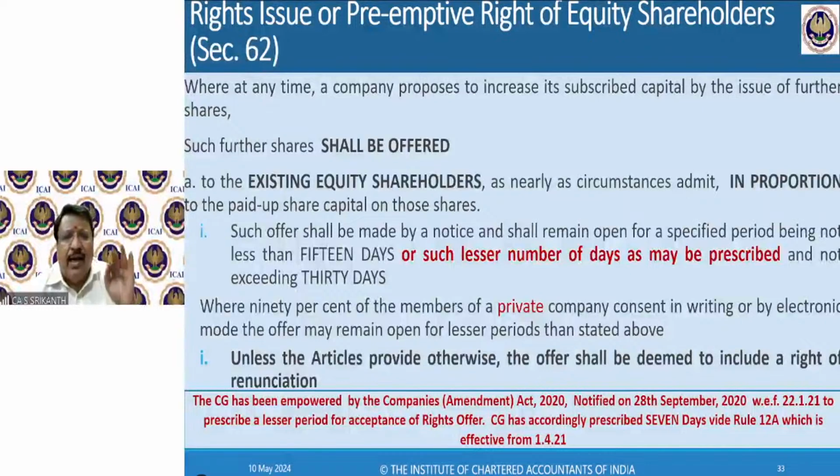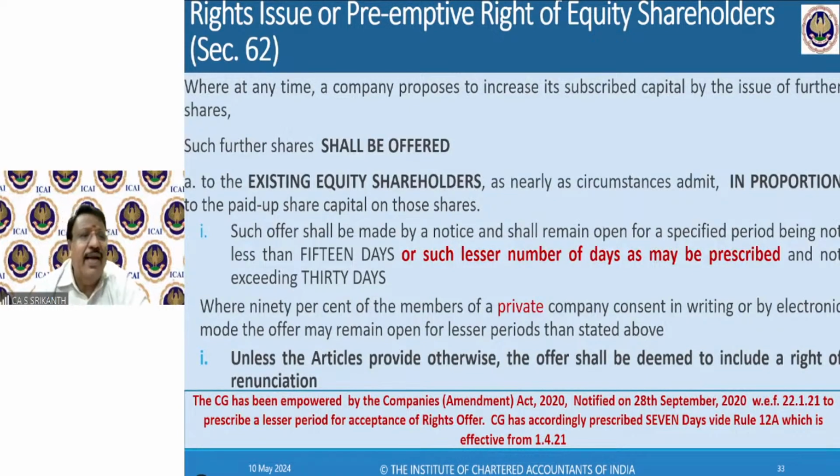of days. Currently, it is 7 days. The central government has prescribed 7 days now. It can be lesser, as may be prescribed, less than 15. They have prescribed 7 days. The minimum period, they have now made it 7 days. Maximum is 30 days. Minimum in the act is 15. Central government has now prescribed 7 days. Rule 12A, which came into effect from 1/4/21. So if you have an older version of the book and if you're seeing something else, please correct it to 7 days.